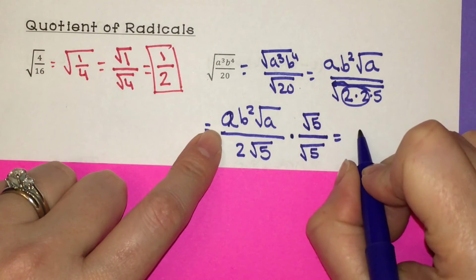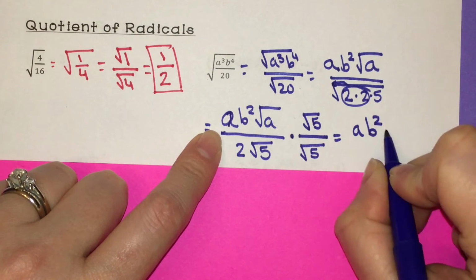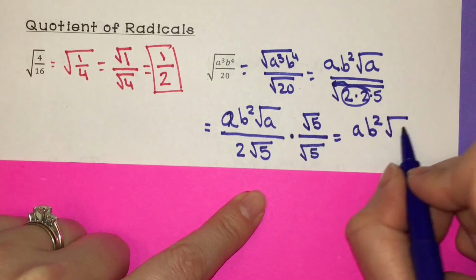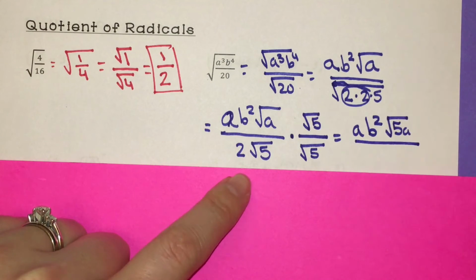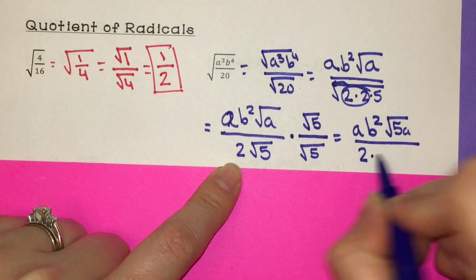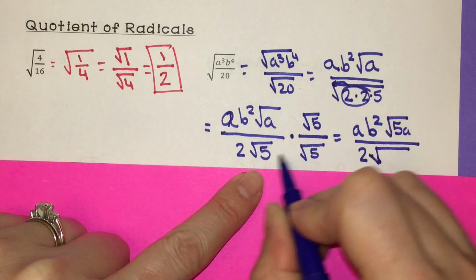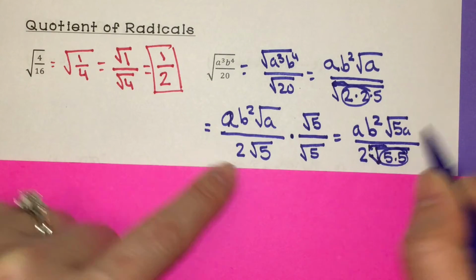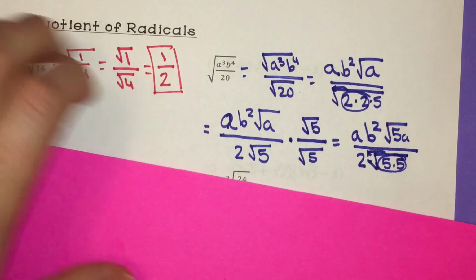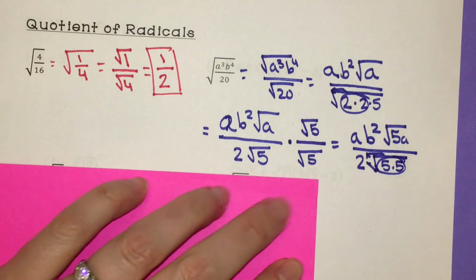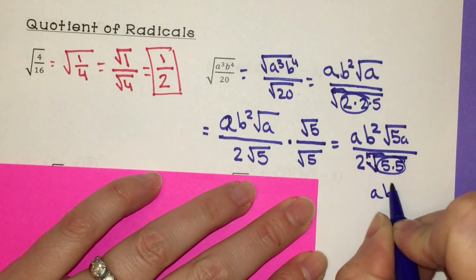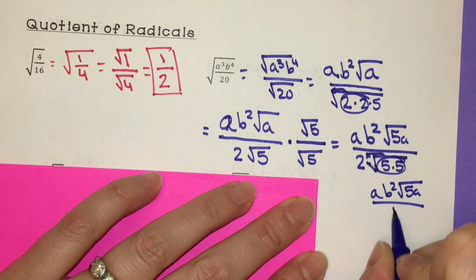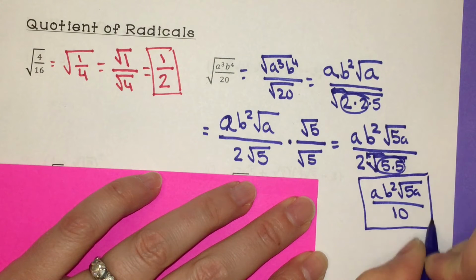So that means we have on top ab squared, square root of, remember, multiply what's underneath the square root. 5 times a is 5a, over, we have 2 times, or 2 square root of 5 times 5, which means we can bring a 5 out. So this final answer is ab squared, square root of 5a, over 2 times 5 is 10. So this is our answer.